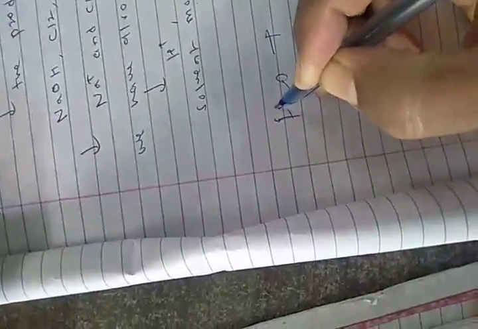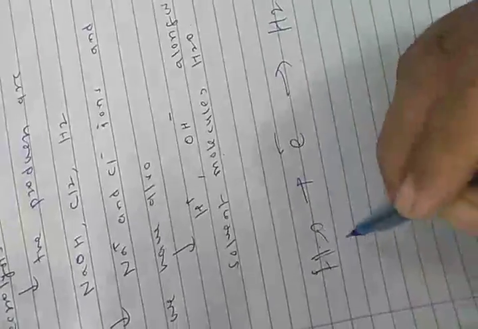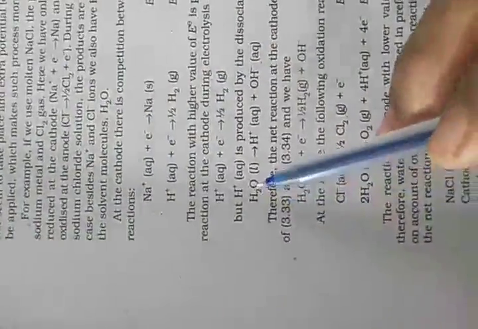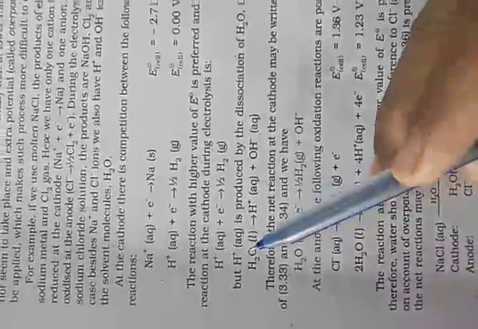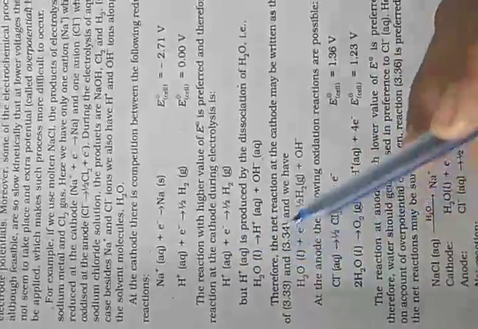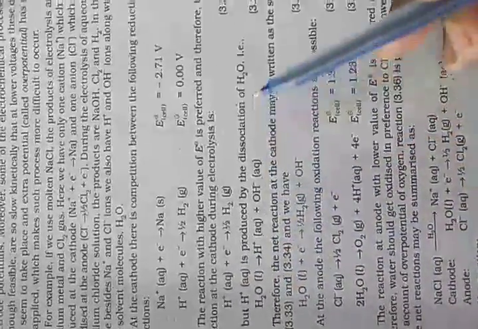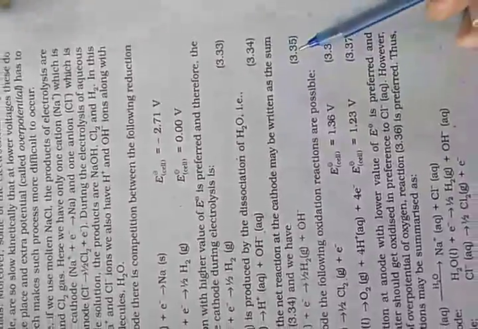H2O takes an electron and gives hydrogen and OH- ion. We are balancing H2O, so it is 1/2 H2. This equation is 3.35. This I talked about for the cathode. I explained up to 3.34, then 3.35.